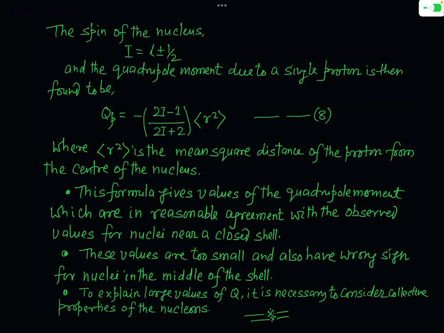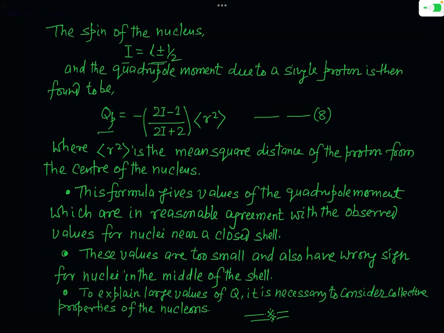In fact, the spin of the nucleus is equal to L plus or minus S, but our nucleon has a spin quantum number S equal to half, so I is equal to L plus or minus half. So if we consider the spin of the nucleus equal to L plus or minus half, then for a nucleus whose quadrupole moment is only due to a single proton in the incompletely filled shell, it comes out like this. I have not solved that integral here, but after solving it, we get this result.